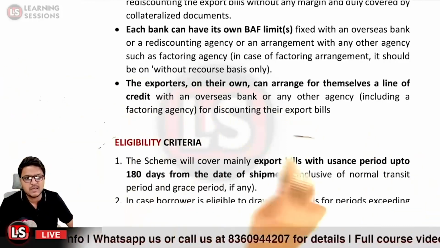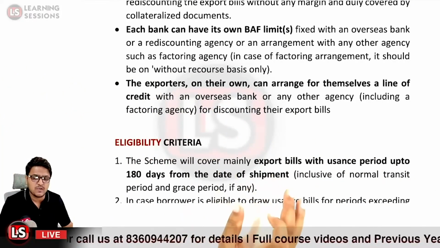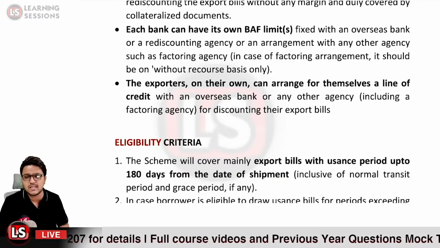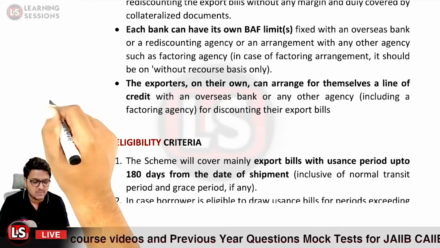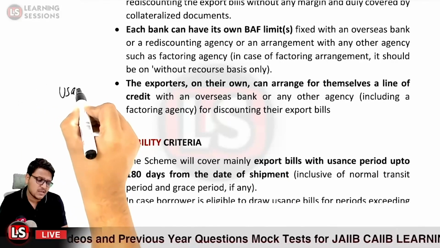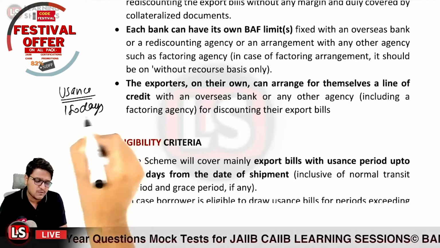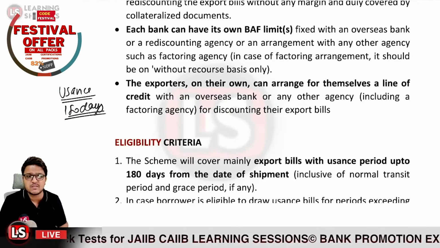So the scheme will cover mainly export bills with usance periods up to 180 days. So only those bills can be rediscounted under the EBR scheme where the usance period is there, and the usance period is maximum up to 180 days from the date of shipment. Inclusive of transit period and grace period, if any.